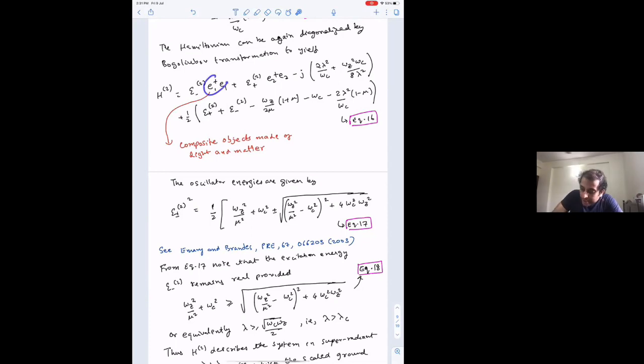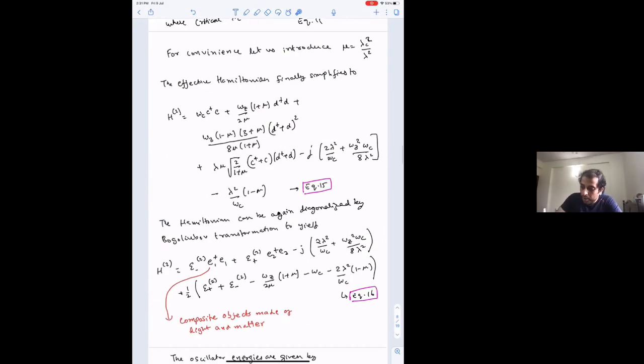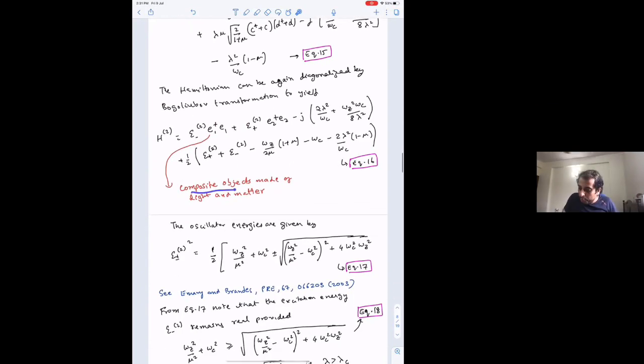So what are these E1s? What is this E1 dagger? E1 dagger is some complicated combination of the original light-matter fluctuations. So these are basically composite objects of light and matter. In condensed matter physics, you can call it a polariton and things like that. Now, there is a regime one when lambda is less than lambda C, and a regime two when lambda is greater than lambda C, and we have the eigenenergies for the fluctuations in either regime.